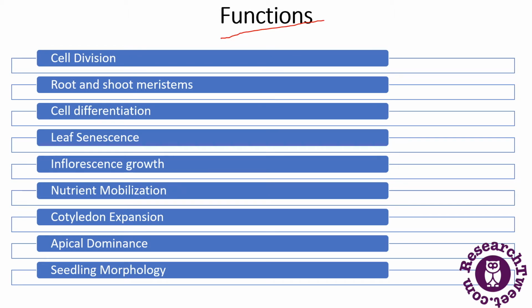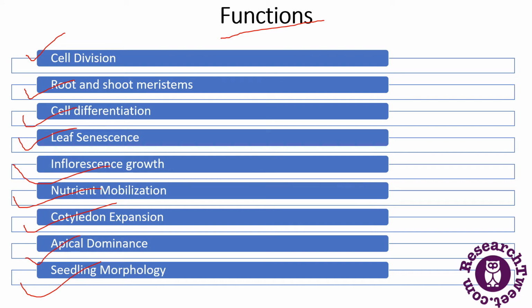In plants, cytokinin leads to cell division in root and shoot meristems. There is cell differentiation because of cytokinins. There is leaf senescence, the role of which will be discussed in detail in the next slides. There is inflorescence growth, then nutrient mobilization, then cotyledon expansion, apical dominance and seedling morphology. Some of these functions will be discussed in the slides on physiological effects on the plants.